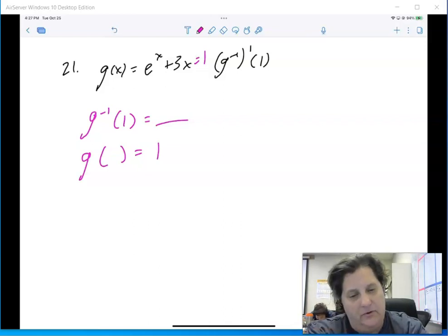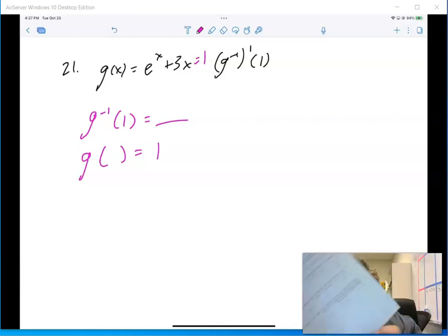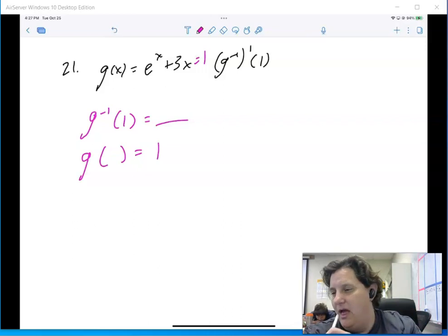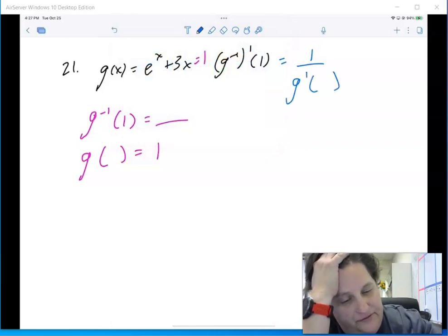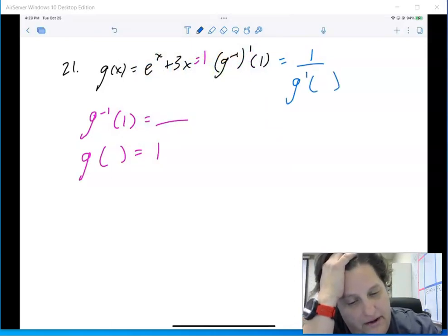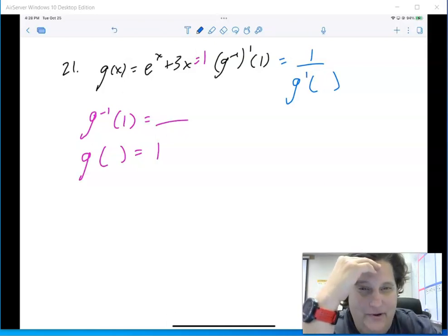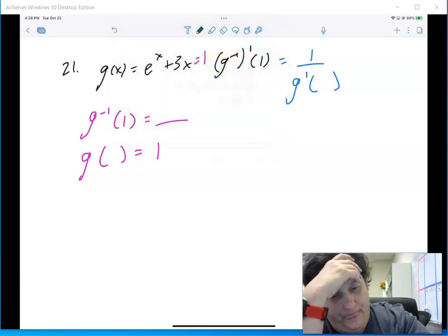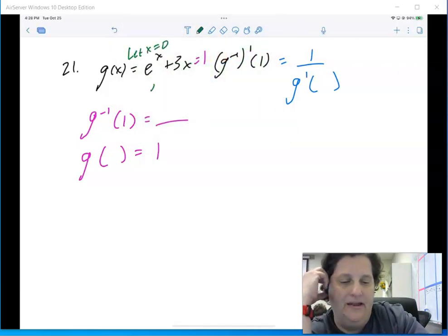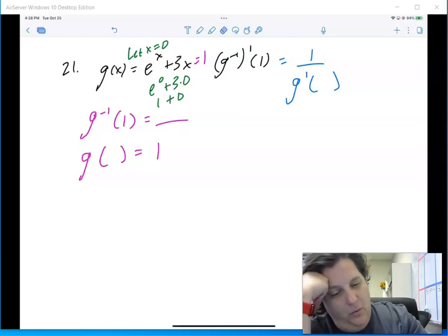Is this a calculator question? It has to be a calculator question, I would think. Okay, let's see here. G inverse prime of 1 is going to be 1 over g prime of something. So what equals, so that has to equal 1. Oh, I got it. I was like, can we do that without, yeah, you actually can. What if x equals 0? I get e to the 0 plus 3 times 0. So I get 1 plus 0, which is 1. So (0, 1).